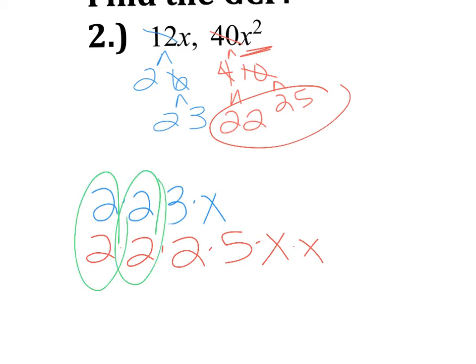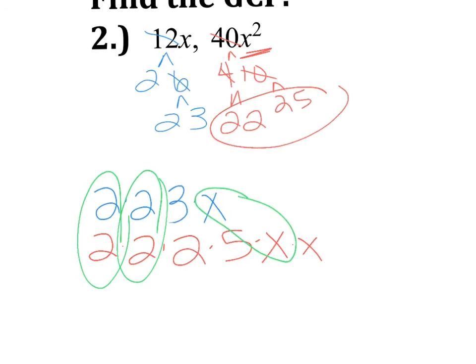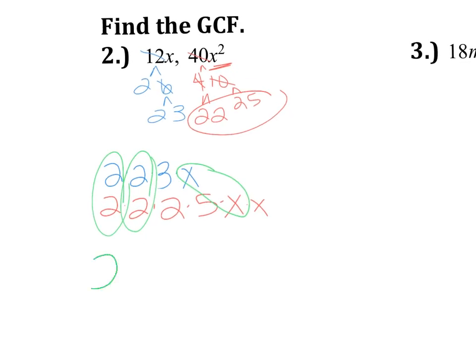I'm very visual. I'm going to circle what appears in both. And again, it does not have to be lined up perfectly. But you will see that they both have a 2, and an x. So the GCF is going to be 4x.